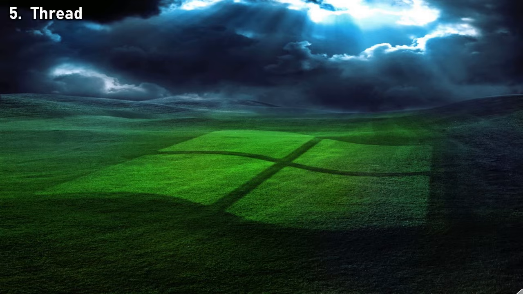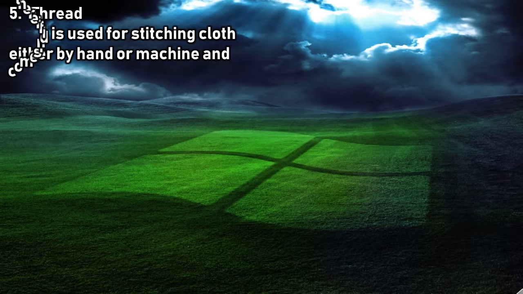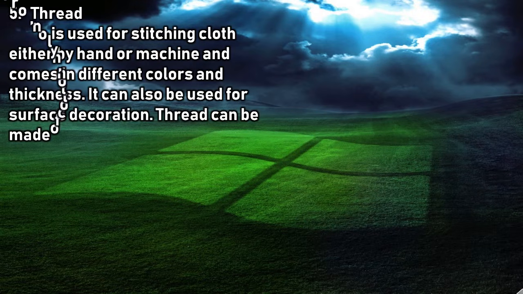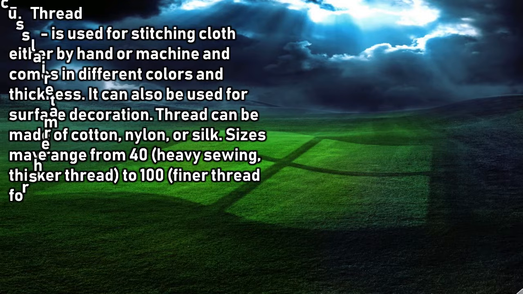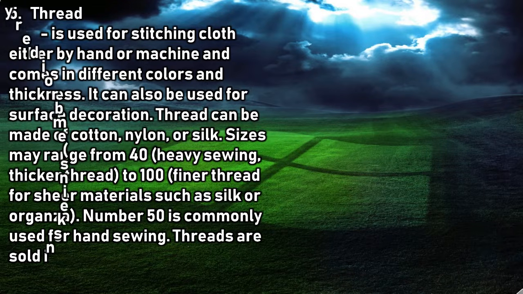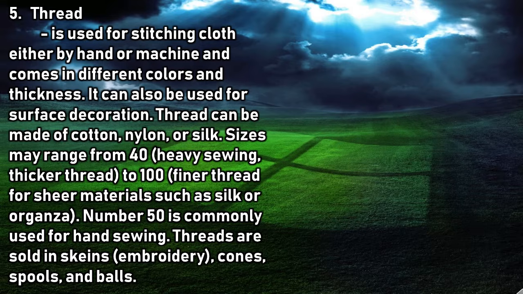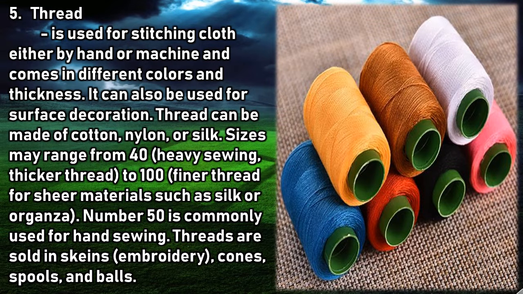Thread. Is used for stitching cloth either by hand or machine and comes in different colors and thickness. It can also be used for surface decoration. Thread can be made of cotton, nylon, or silk. Sizes may range from 40, heavy sewing, thicker thread, to 100, finer thread for sheer materials such as silk or organza. Number 50 is commonly used for hand sewing. Threads are sold in skeins, embroidery, cones, spools, and balls.